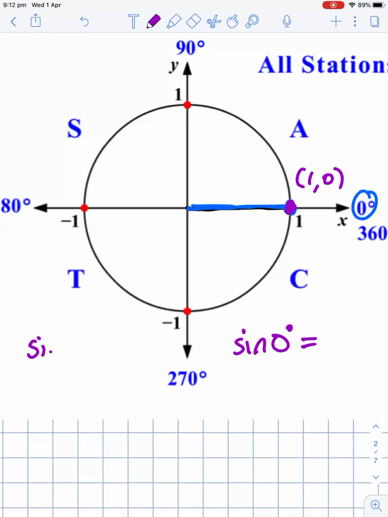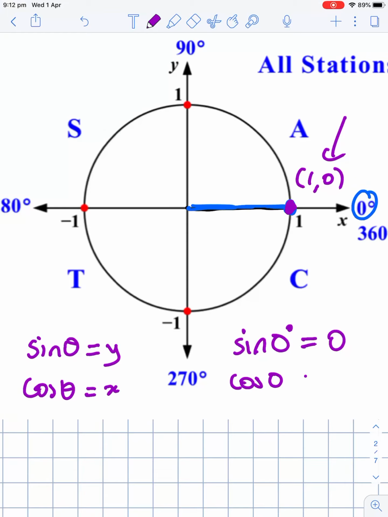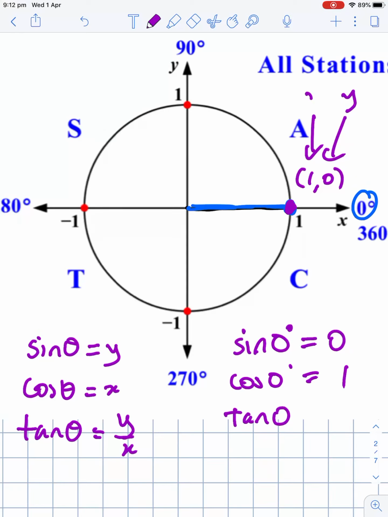Because sine of 0 degrees, remember that sine of theta is equal to y. What's our y? Our y is 0. So sine of 0 degrees equals 0. Cos of 0, well, cos of theta was equal to x. What's our x value here? X value here is 1. So cos of 0 equals 1. And then lastly, tan of 0, well, tan of theta was equal to y over x. So our y divided by our x is 0 divided by 1, which equals just 0. So that's how we're getting these definitions.